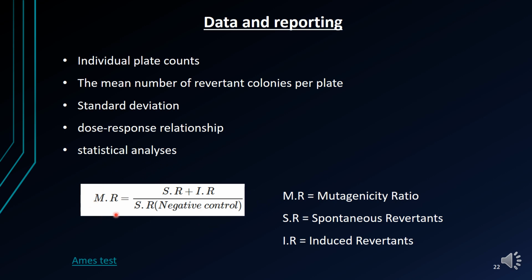So if that mutagenicity ratio is more, it indicates that the chemical is showing mutagenic potential, and if it is showing a zero value or a very low value, it indicates that the chemical doesn't have mutagenic potential.